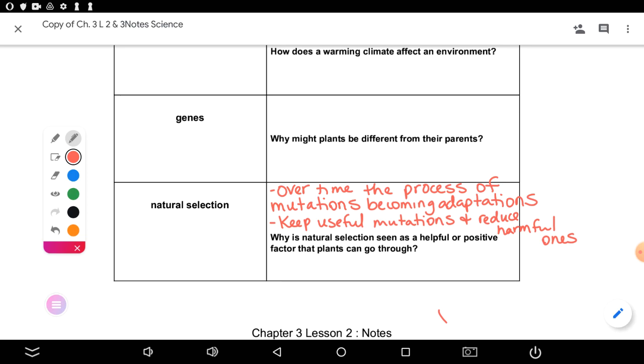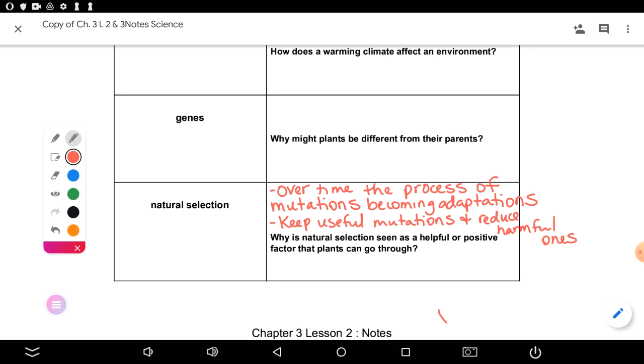If that wasn't useful, what's probably going to happen to that flower? It's going to die. So will it be able to reproduce? No. So then that harmful or unuseful mutation is kind of discontinued. It's not passed on to future generations because that plant did not survive it.